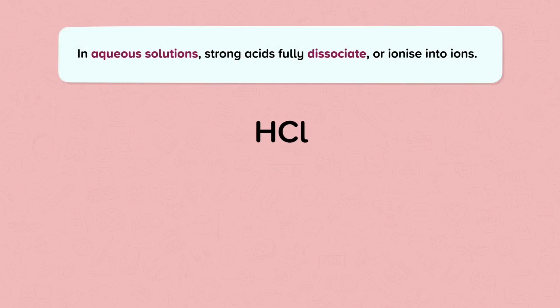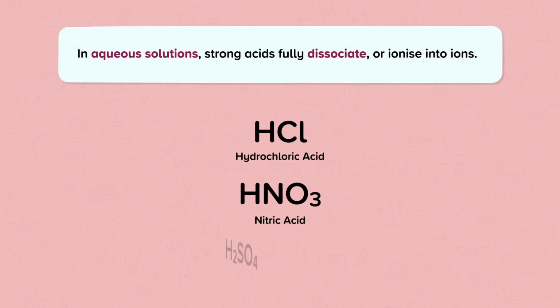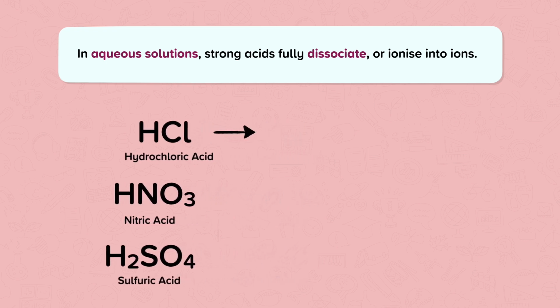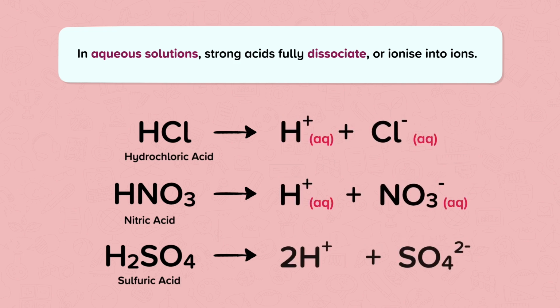In aqueous solutions, strong acids fully dissociate or ionize into ions. For example, 3 common laboratory acids used regularly for science experiments are hydrochloric acid, nitric acid, and sulfuric acid. These are examples of strong acids, and when placed into water, they fully dissociate or ionize. As a result, there is always a high concentration of hydrogen ions in solution.